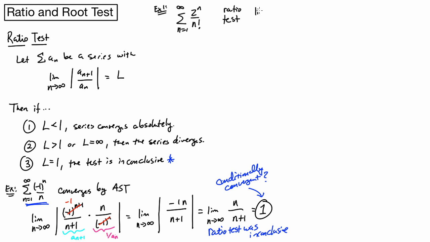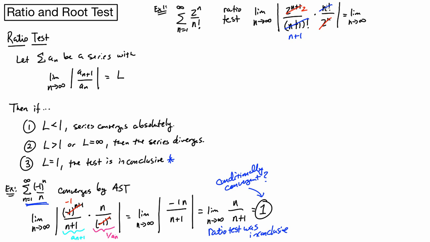The ratio test says to take the limit as n goes to infinity of the absolute value of the ratio. So the ratio here would be 2 to the n plus 1 over n plus 1 factorial, times, I'm going to flip it, n factorial over 2 to the n. So what does this limit end up being? Do we get any cancellations to occur? Yeah, 2 to the n and 2 to the n plus 1 cancel, leaving a 2. N factorial and n plus 1 factorial cancel, leaving an n plus 1.